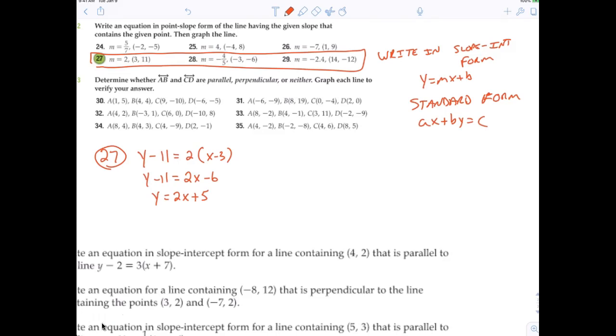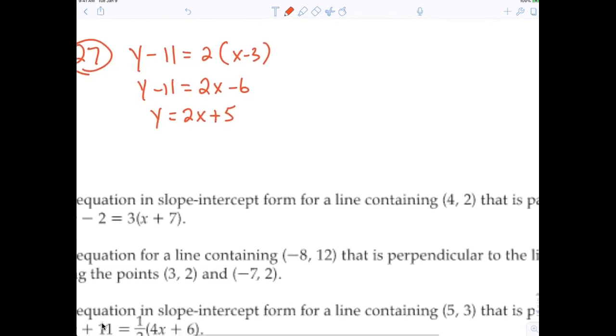All right. So if I want to put this in standard form, x and y go together. So I want the x to be positive. Does anybody recall what the answer would be for number 27 in standard form? X always has to come first. I like it, almost. Right. 2x minus y equals -5.